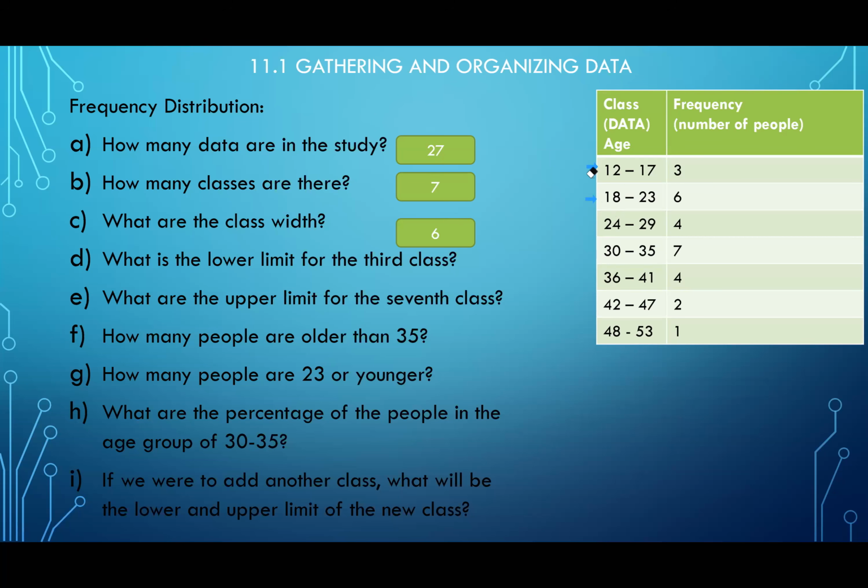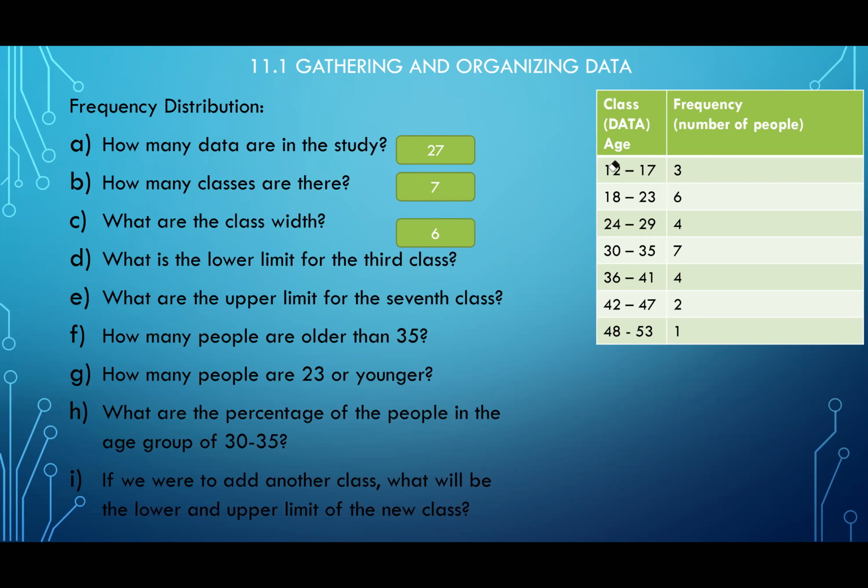Meaning every time we jump from one class to the next, we add the class width, which in this case is 6 units. In short, the class width is the next number minus the previous. And again, as you can see, 17 plus 6 gives you 23, so on and so forth. Every time you jump from one class to the next class, you add 6 units, and that is how you find the class width. If not, you just count your fingers, right?